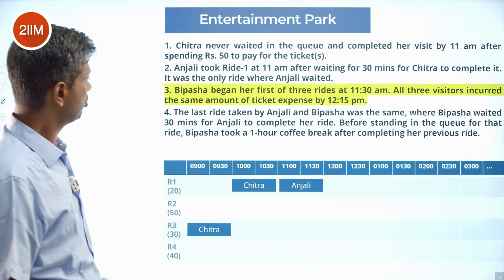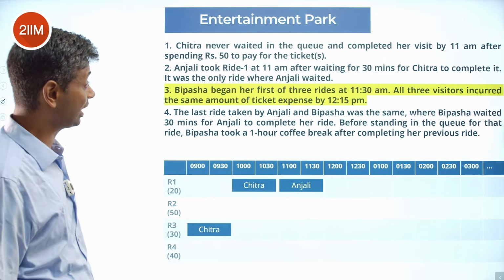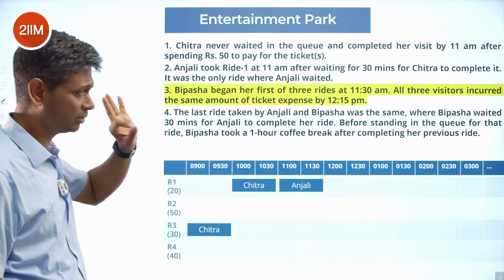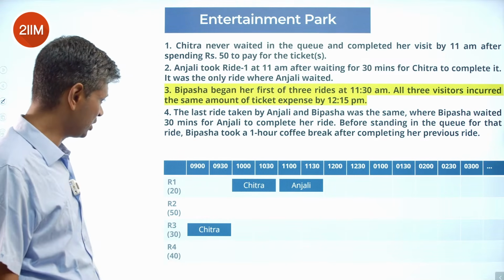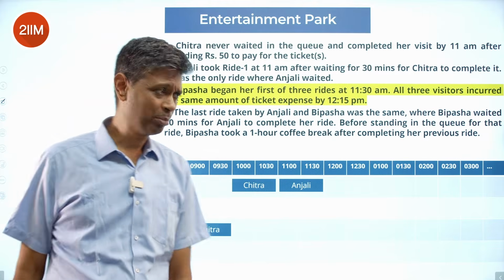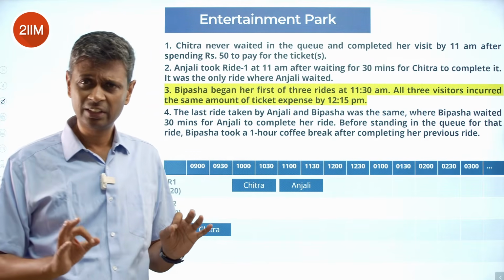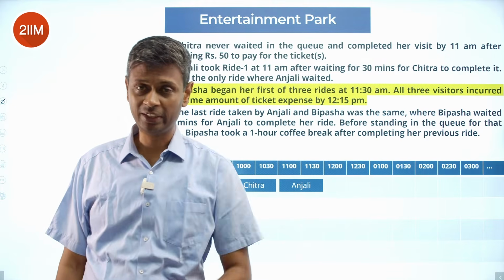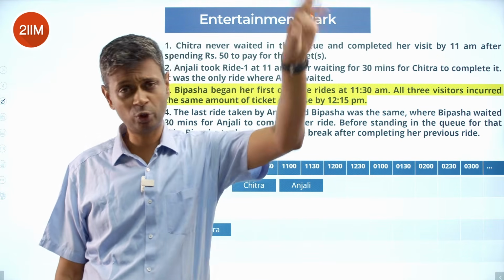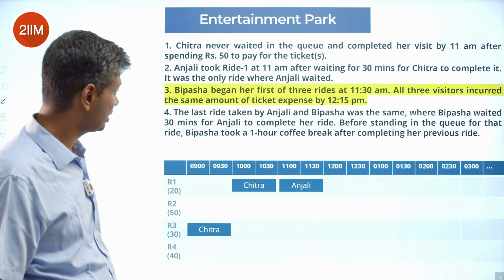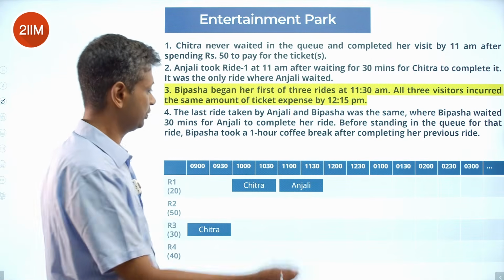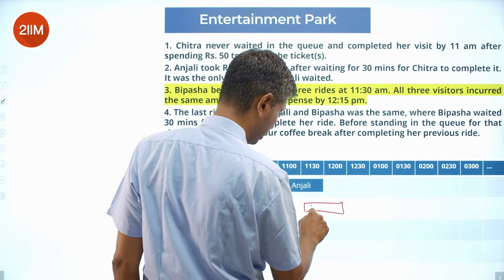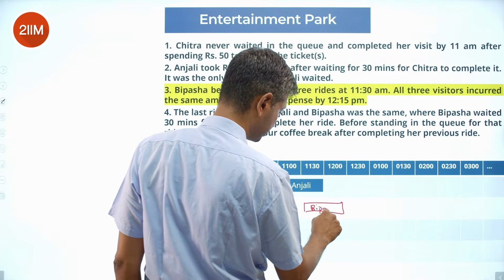Nice. Bipasha began her first of 3 rides at 11:30 a.m. All 3 visitors incurred the same amount of ticket expenses by 12:15. So Chitra spent 50. Bipasha's first ride is at 11:30. At 12:15, she would have barely finished her first ride. She spent money only on one ride, and she should have spent 50 rupees because Chitra spent 50 rupees and gone home. So Bipasha's 11:30 ride should have been the 50 rupee ride, which is here. Just before going, she spent some money. So this is Bipasha.